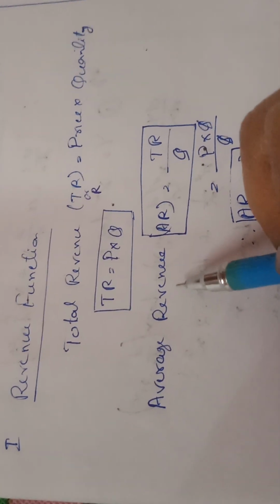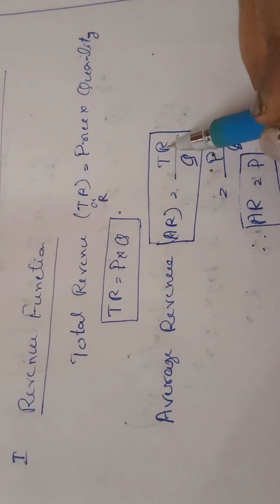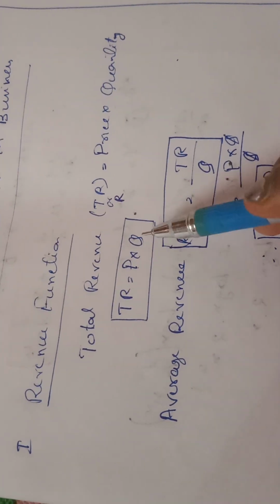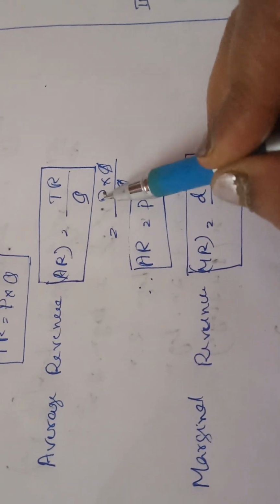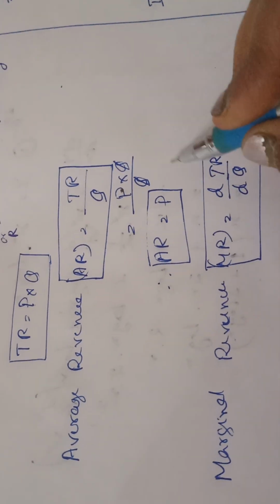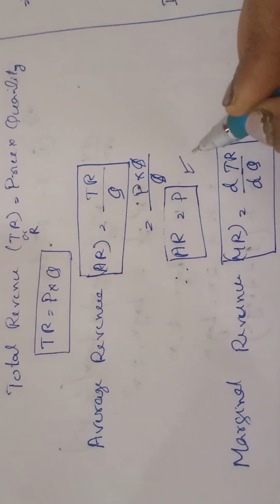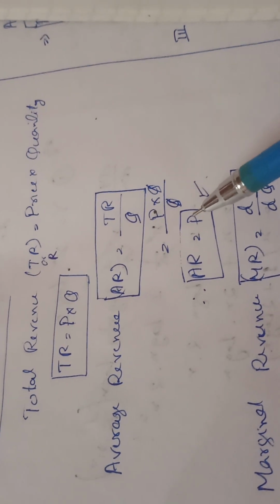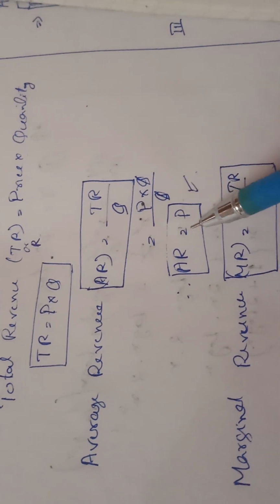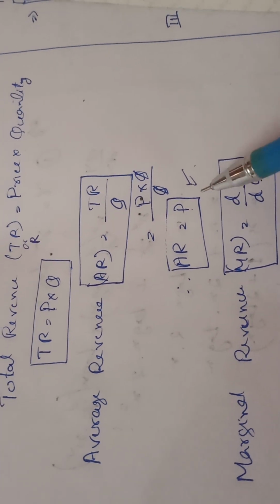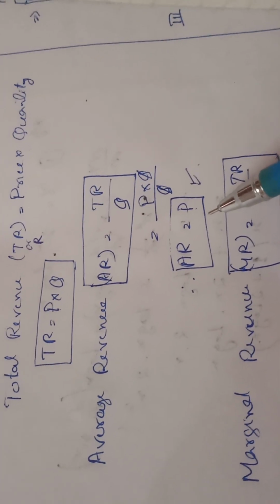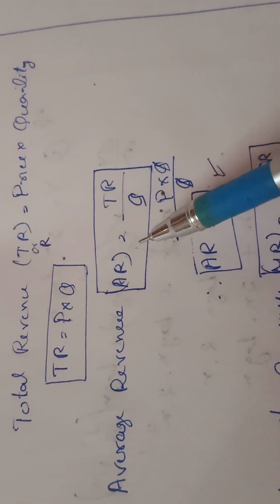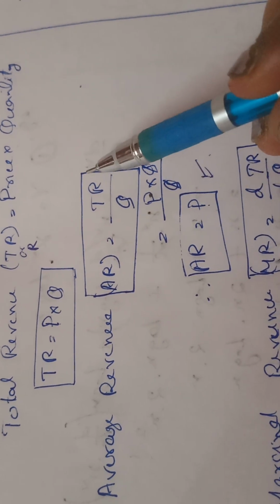In that case, we have to calculate total revenue. Next is average revenue. Average revenue AR is TR by Q, or total revenue divided by Q. The total revenue is price into quantity, so P into Q, and Q gets cancelled. So average revenue is always equal to price. Sometimes average revenue is not mentioned but the price is, so we take the given price as average revenue. Or for a mathematical purpose, we can use the formula AR is equal to TR by Q.